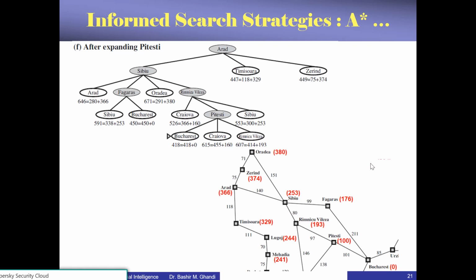And as you can see, in this case, it managed actually to find the optimal solution, because Arad is going to go to Sibiu, to Rimnicu Vilcea, from there to Pitesti, and from there to Bucharest. It's similar to what we saw earlier. All right, so this is the idea.